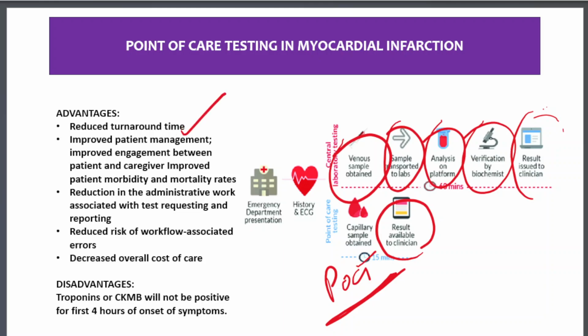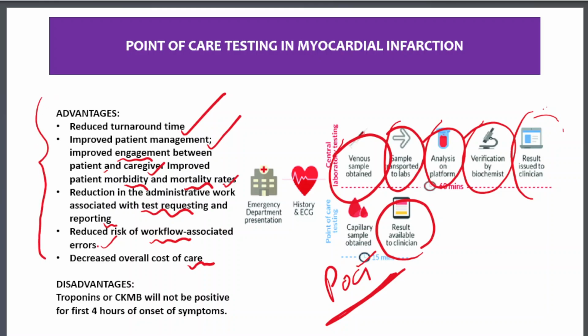It reduces the turnaround time. That is one big advantage of using POCTs. There is also improved patient management, and improved engagement between patient and caregiver. It reduces patient morbidity and mortality rate. There is a reduction in administrative work associated with test requesting and reporting, as all these processes are shortened. It also reduces the risk of workflow associated errors, and it decreases the overall cost of care. These are some of the advantages.